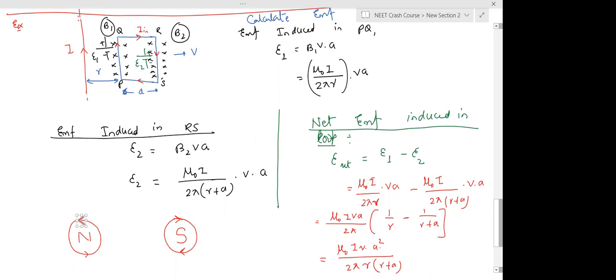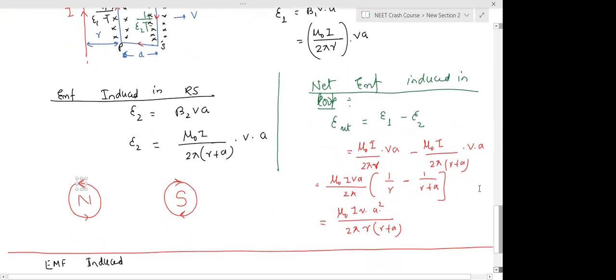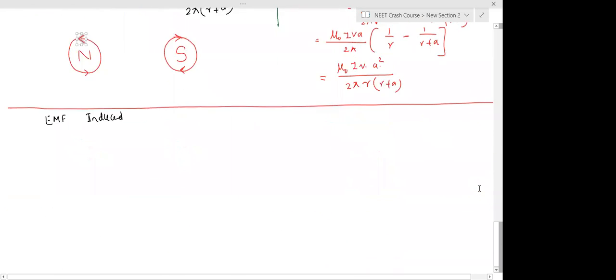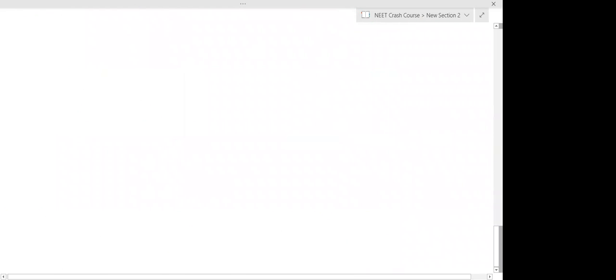Okay, fine, good. So the next case is motional EMF induced in a rotating rod. What we did so far was because of the translation of the rod, when the rod is moving with linear velocity. The next concept is motional EMF induced in a rotating rod.